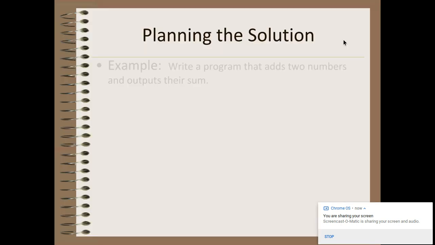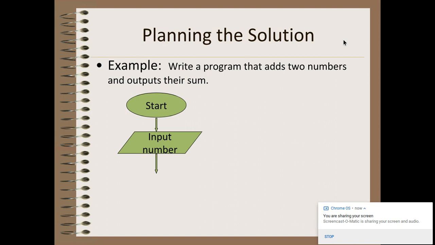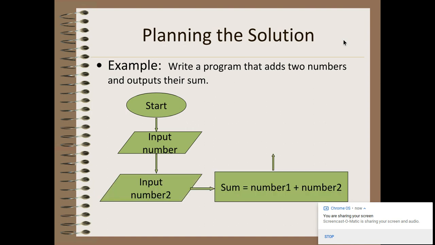So an example of what this might look like. We have a program, we need to add 2 numbers together and output their sum. So we'd start with our oval, we'd input number 1, we'd input a second number, then we would do our calculation, so our sum is going to be equal to the first number plus the second number. We're going to output the results to the user, and then end our program.